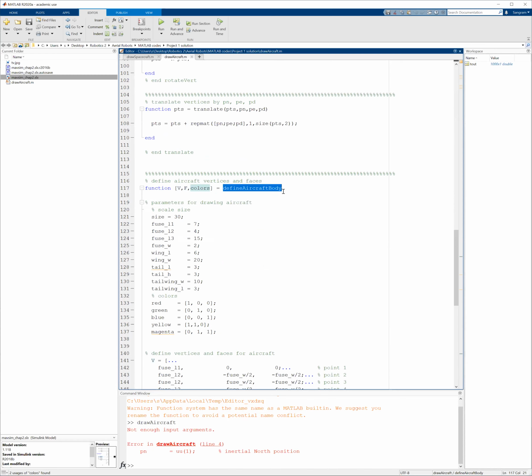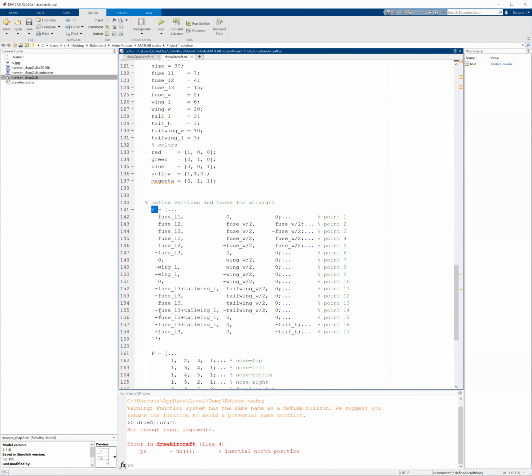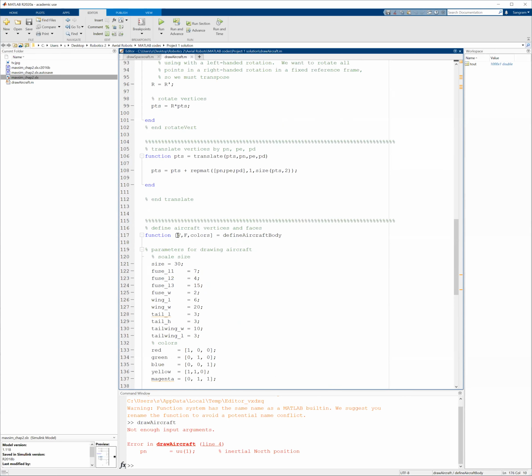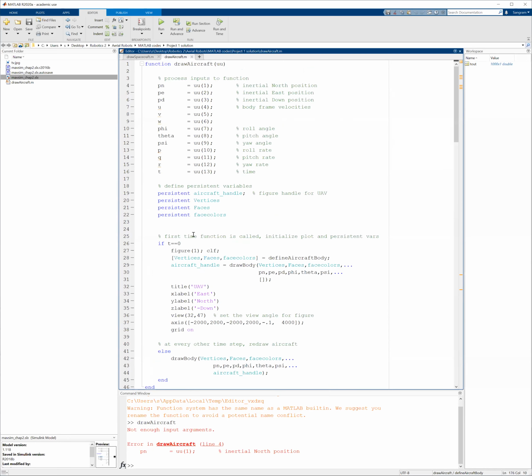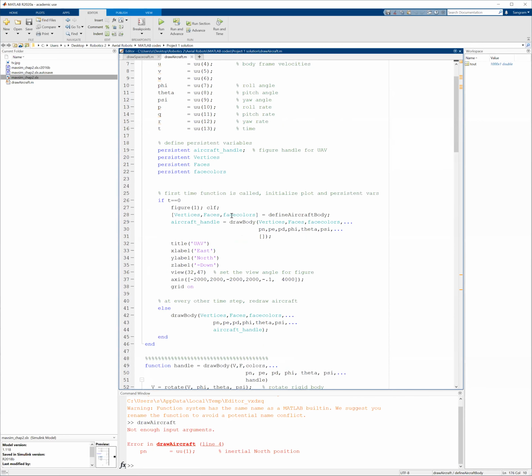So once I invoke that function, all the data related to size, fuselage, and all that stuff comes in these V matrices, F matrices, and color matrices, and they are loaded. The matrix for V, matrix for F, and matrix for color get loaded when I call this function. And then I call the second function, which is called draw body.